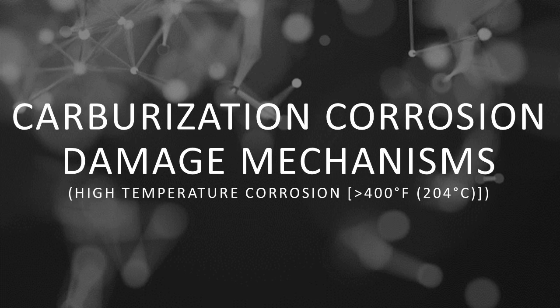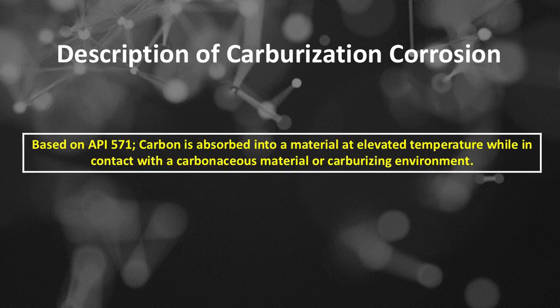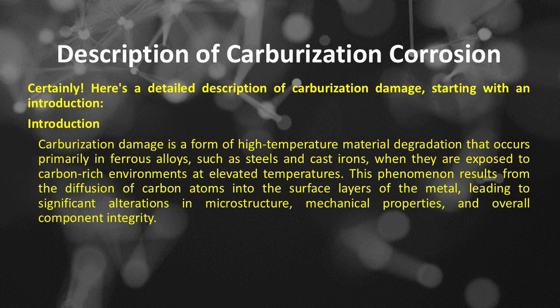Carburization corrosion damage mechanisms as a part of high-temperature corrosion greater than 400 degrees Fahrenheit or 204 degrees Celsius. Based on API 571, carbon is absorbed into a material at elevated temperature while in contact with a carbonaceous material or carburizing environment. Here's a detailed description of carburization damage, starting with an introduction.